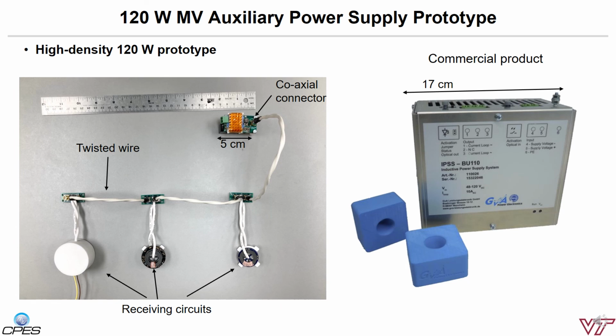This page shows the final auxiliary power supply system using a twisted pair of wire and coaxial connectors to link all the receiving loads. The twisted wire will help minimize the radiated emissions and simplify the connection process. The prototype developed at CPES is much smaller compared with the commercial products.